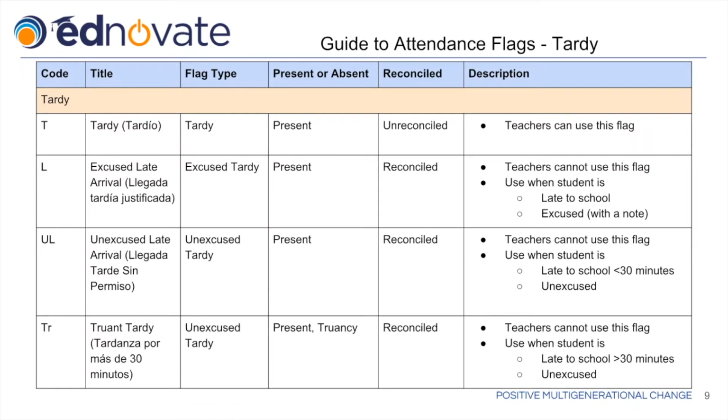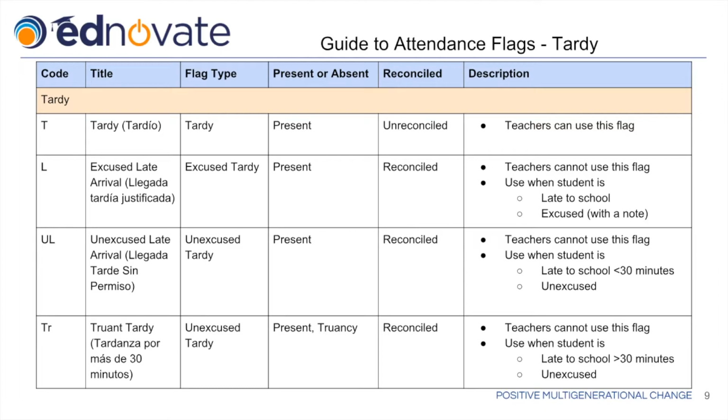So going over the tardy attendance flags, the T, just tardy, is the unreconciled one that teachers can use, and then the office needs to go in and mark one of the other three flags, indicating whether the absence was excused or unexcused or truant or not. The first one is the L, the excused late arrival, and that is used anytime the student is late to school and has a note, and it's marked in the period in which they arrived. So if they were late with a note to second period, then they would be marked with an L for second period, and they would be marked as an excused absence for advisory in first period.